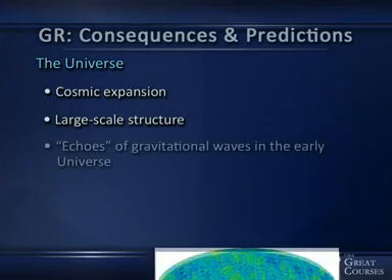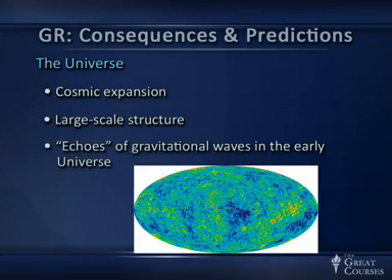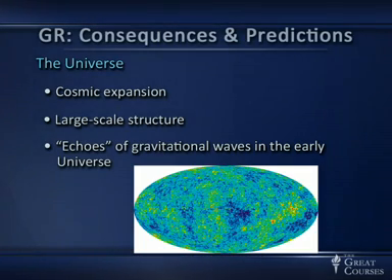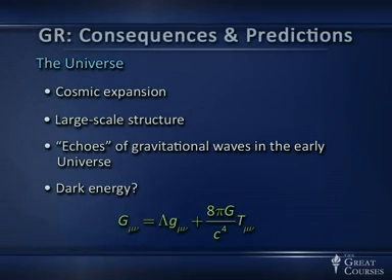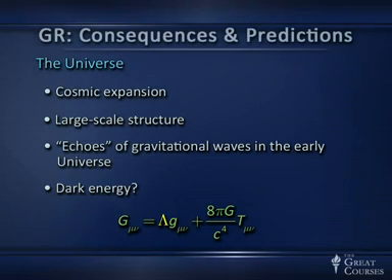We even think we have echoes of gravitational waves in the very early universe, and we see them in something called the cosmic microwave background, which I'll talk about more a little bit later. And finally, there's a possibility that dark energy is, in fact, something that could originate from Einstein's equation with an extra term that you see here on the right-hand side of the equal sign.